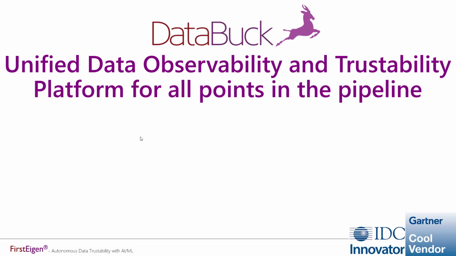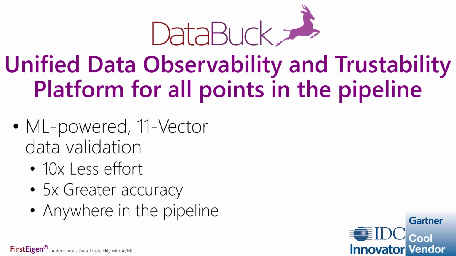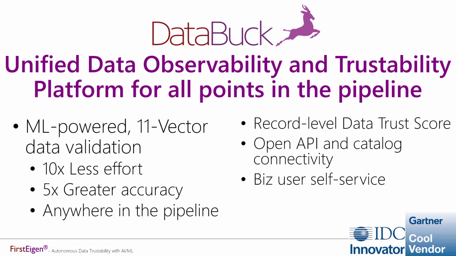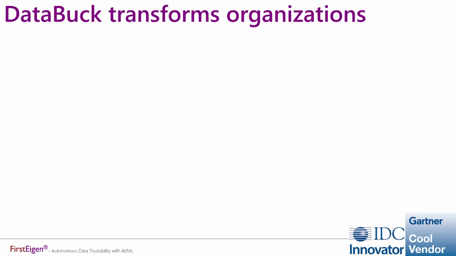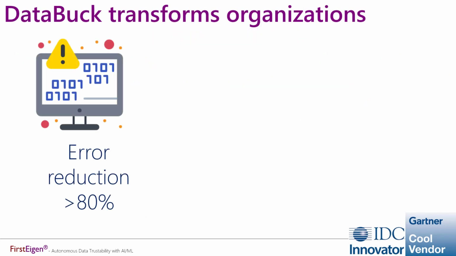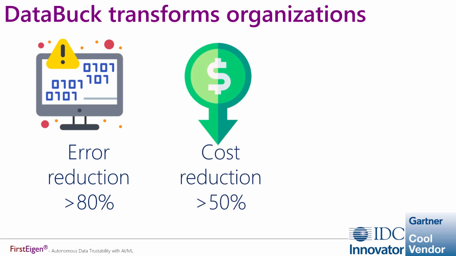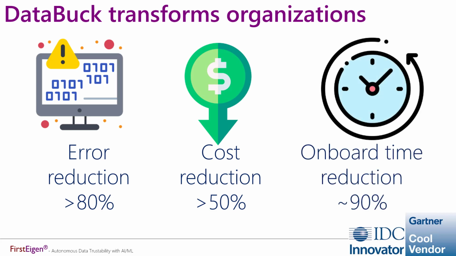In summary, DataBuck is a unified data observability and data trustability platform that can autonomously validate data at all points in the pipeline. It uses machine learning to validate data at 10x less effort and 5x greater accuracy. It populates data trustability scores for every dataset to your data catalog with its Open API design. DataBuck has transformed the data pipeline of its customers by reducing error rates by over 80%, while reducing costs by over 50%. Automation with machine learning and Open API has enabled customers to shorten time to trusted data.